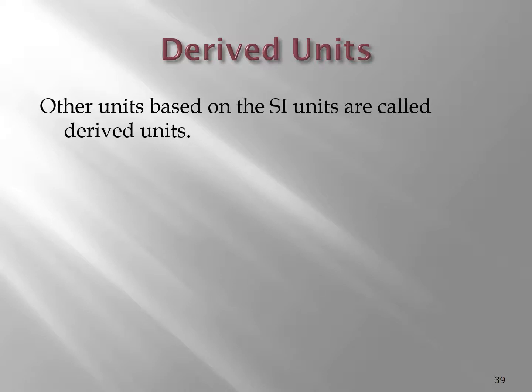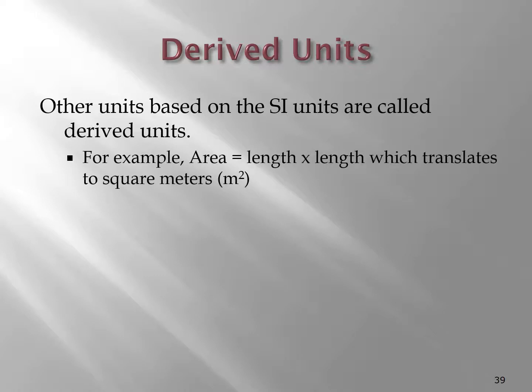All right, so like I said earlier, a derived unit is something that uses the base units in some way. So for example, area is length times length. Well, length times width, but it is a measurement of length times another measurement of length. And so area then would be in square meters, meters squared.